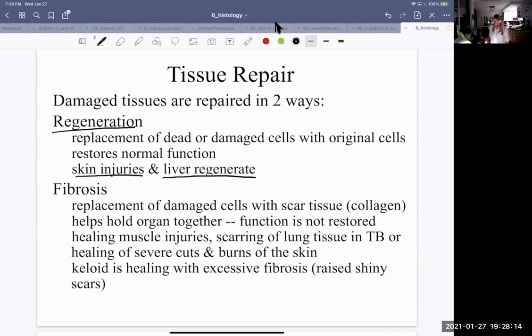So regeneration is normal replacement, but fibrosis is the replacement of damaged cells with scar tissue, which is collagen. It holds the organ together, but function is not restored. So muscle injury, sometimes scarring of lung tissue in tuberculosis, or the healing of very severe cuts or burns of the skin. Keloid is healing with excessive fibrosis, so that raises shiny scars.